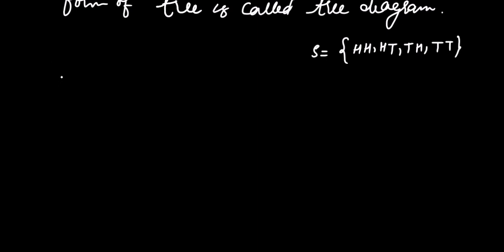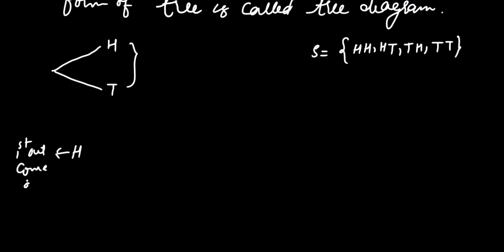So we start from the tree diagram of a single coin. When you toss a single coin, there are two possible outcomes. Either it will be head or it is tail. This is the tree diagram of a single coin. Now let us make the tree diagram of two coins. Firstly, we will write the outcomes of a single coin. This is the first outcome of the first coin.